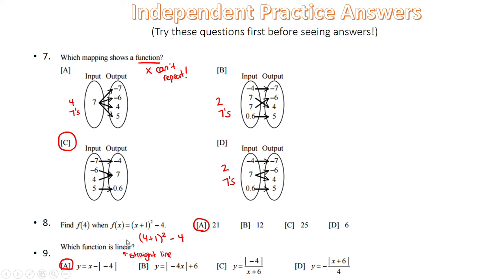Number 8, if we put in 4 for x, then we're doing 4 plus 1 squared minus 4 into your calculator, or just type this into your y equals key. Look when x is 4. Either way, you're going to get 21 as your answer. And then finally, number 9, which one is a straight line? That would be A. A would come out as a straight line.